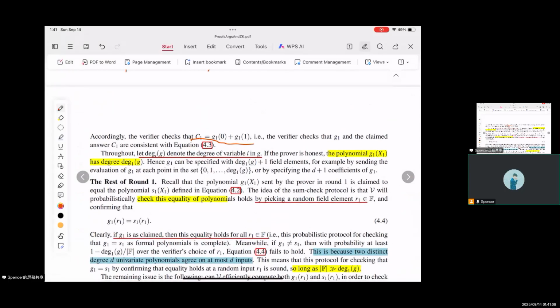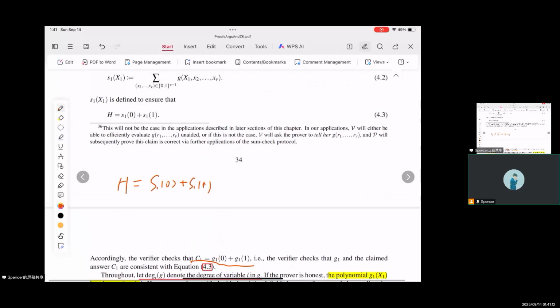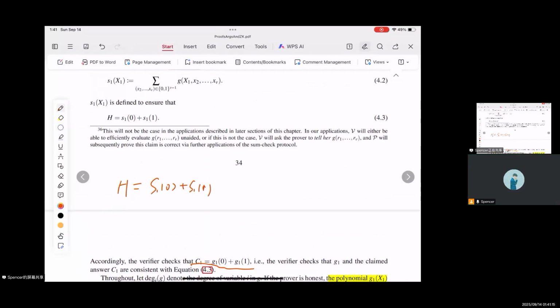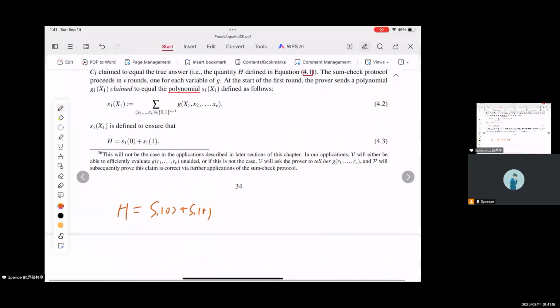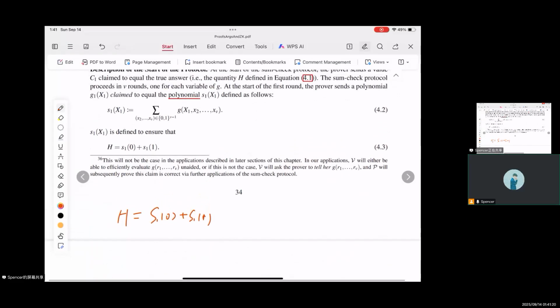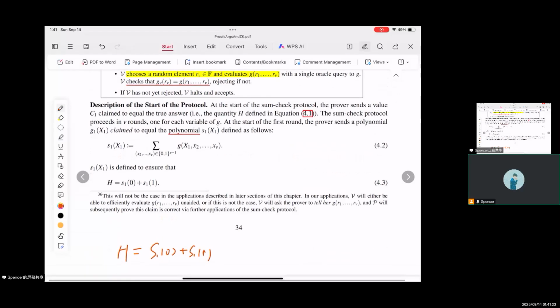Okay, the verifier checks that J1 and claimed answer C1 are consistent with the equation 4.3. Yes, because the J1, as we just mentioned, C1, J1 are sent by the prover, and C1 is the claim. And J1 is also claimed. C1 is claimed to equal H, and J1 is claimed to equal S1.